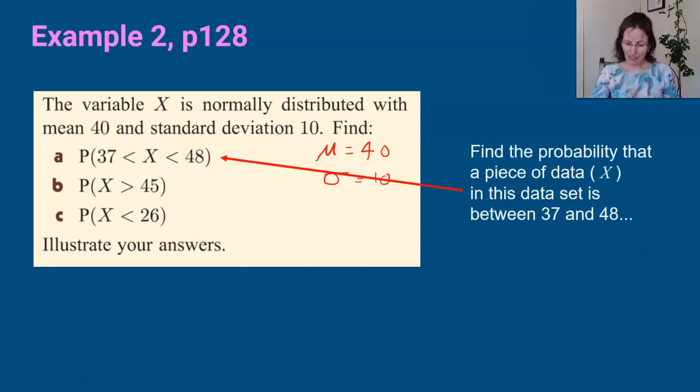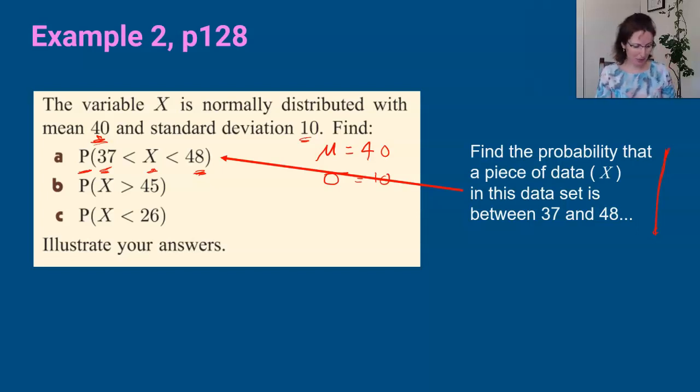So the note here is that finding the probability that a piece of data is between these two numbers, so that's what this means. That's called a probability statement. P for probability, so that's what we're trying to find, a probability or a proportion that X lies between these numbers. So off the top of my head, pretending it was a basketball match and that the team scores 40 goals on average per match, and with a standard deviation of 10, we want to find the proportion of the time, or the percentage of the time, where they score between 37 goals and 48 goals. So that's what that means.